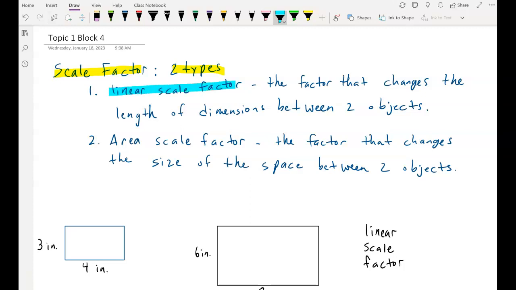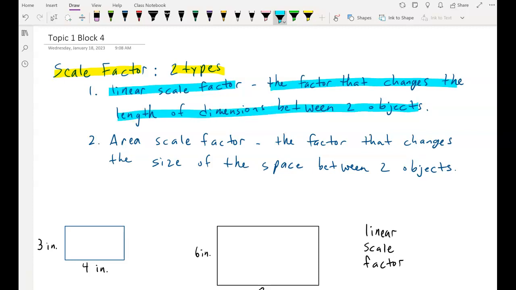And that linear scale factor is the factor, remember factor is something that you multiply, the factor that changes the length of the dimensions between two objects. So it changes either the length or the width or the height by multiplying by that factor. So that's linear scale factor.